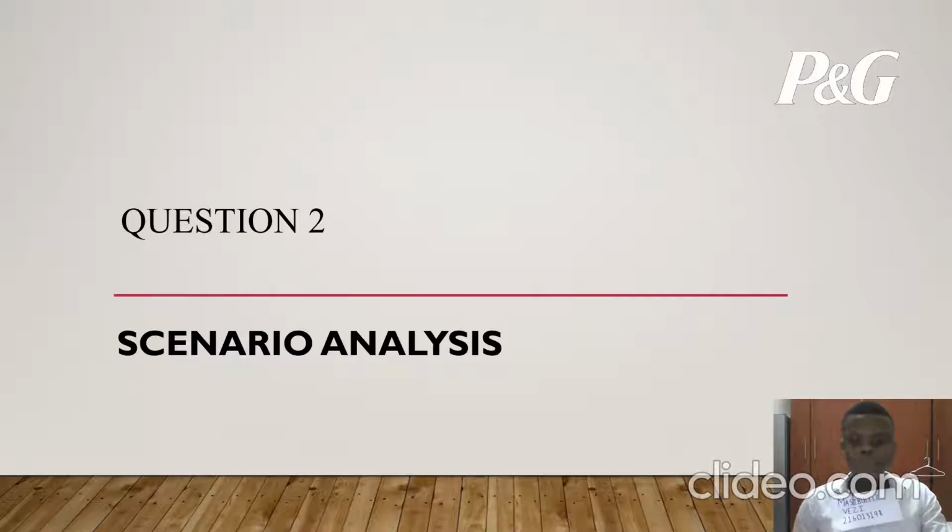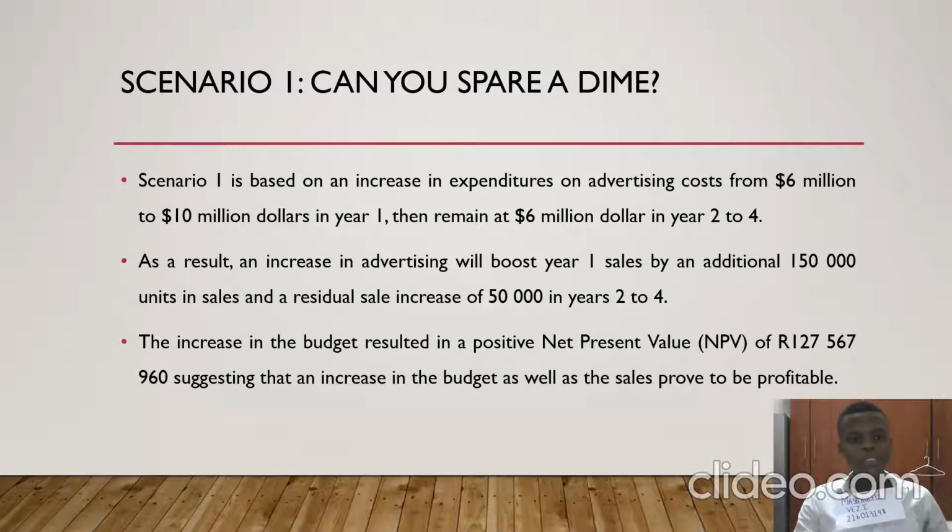Question 2 is based on the scenario analysis, which requires us to outline the net present value for various possible business scenarios. The first scenario is based on an increase in expenditure on advertising costs from $6 million to $10 million in year 1, which then remains at $6 million in year 2 to year 4.